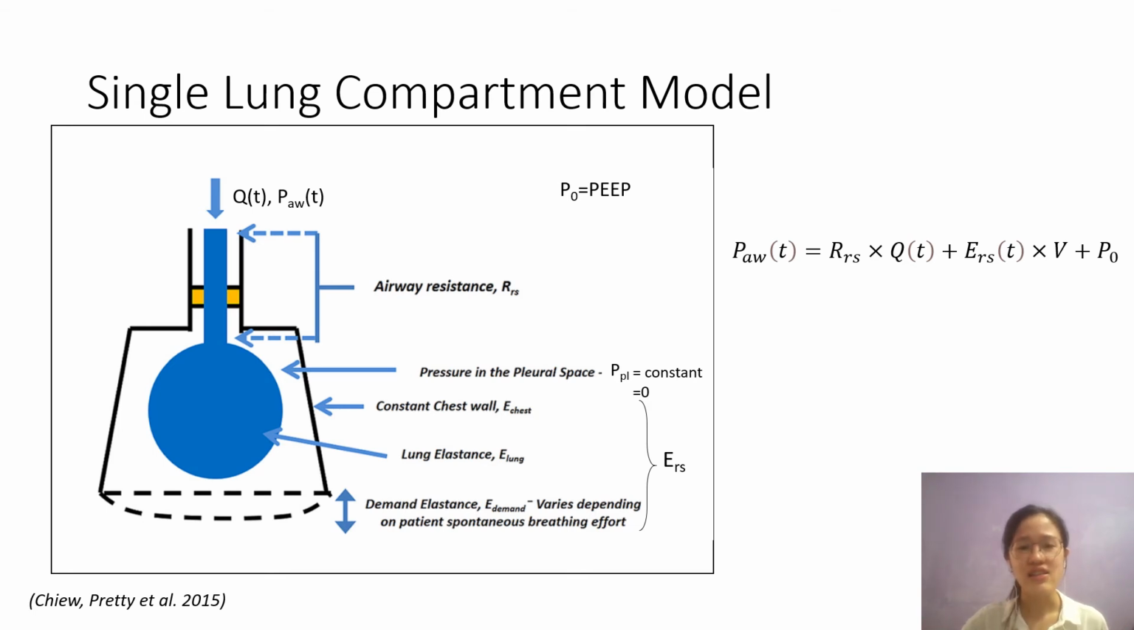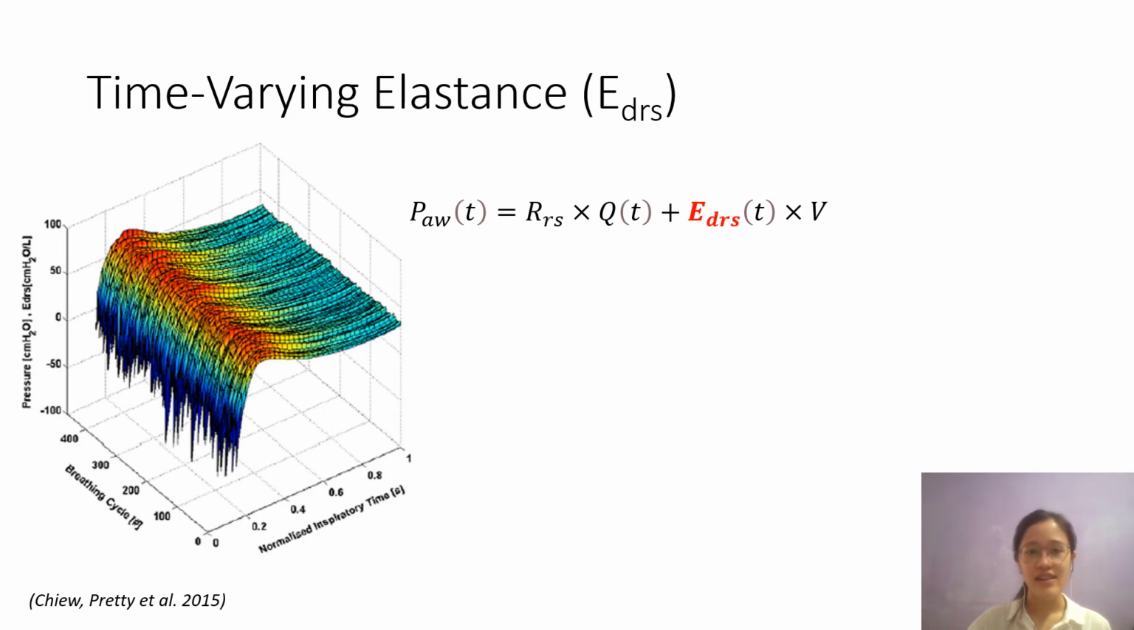With that, the ventilator waveforms are actually the graphical representation of this motion, which essentially is a result of lung mechanics. Based on that, the equation can be altered to this, which involves the concept of time-varying elastance. So the time-varying elastance EDRS, in simple words, is essentially a parameter to describe the change in lung elastance when the patient is spontaneously breathing.